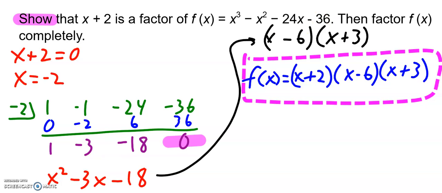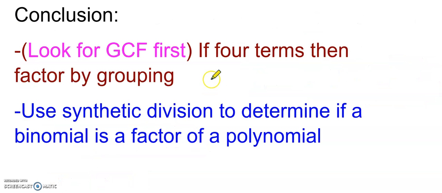Nice work. Okay, so just to conclude this section, don't forget, if we've got 4 terms, we factor by grouping. Always look for our greatest common factor first. And then we can use synthetic division to determine if a binomial is a factor of a polynomial by looking at the remainder. If the remainder is 0, that tells us, yes, it's a factor. It also, again, means we found an x-intercept. Nice work.